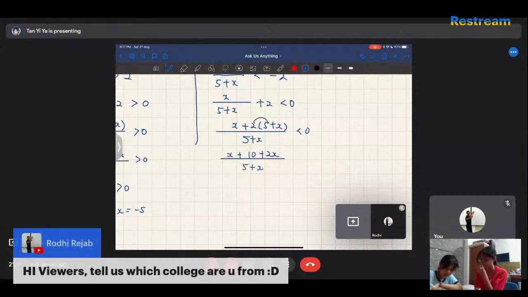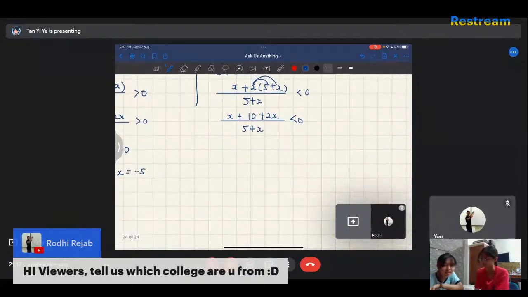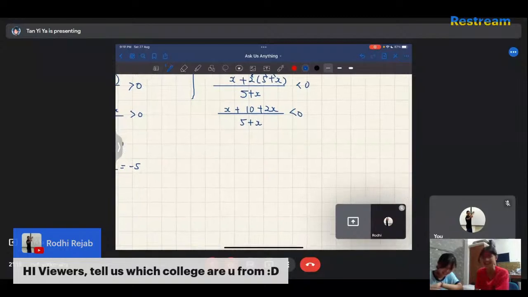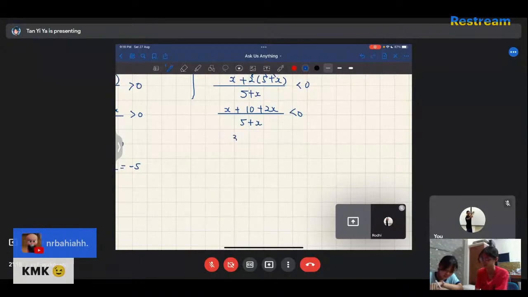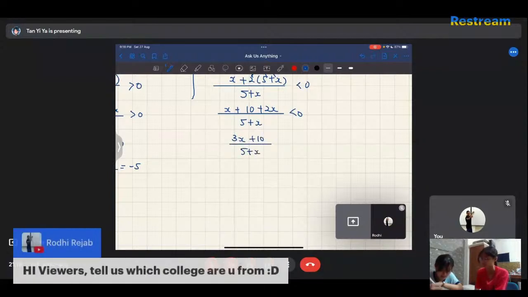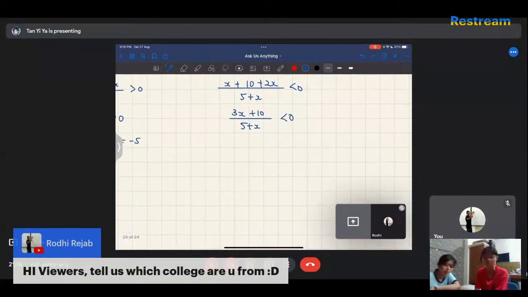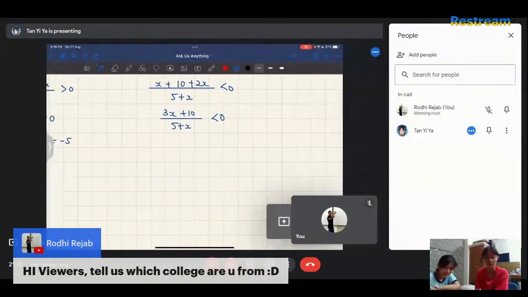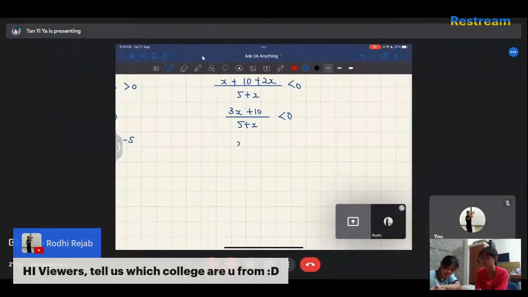Is it okay? What I did is just times this, expand it. Oh, hi, friends from KMK. Oh my god, we have viewers from KMK. Good. We collect like terms together. 2 plus 1, 3. And then 5 plus x. This is smaller than 0. Then x will be equal to negative 10 over 3. And then x will be equal to negative 5.